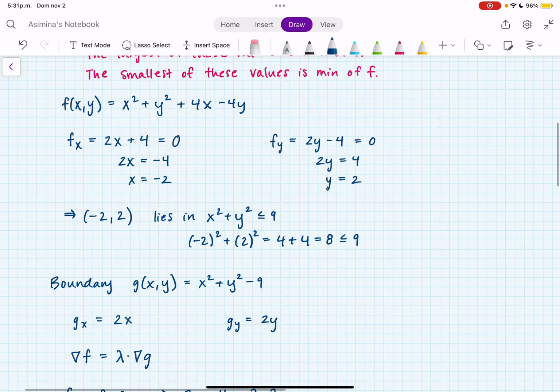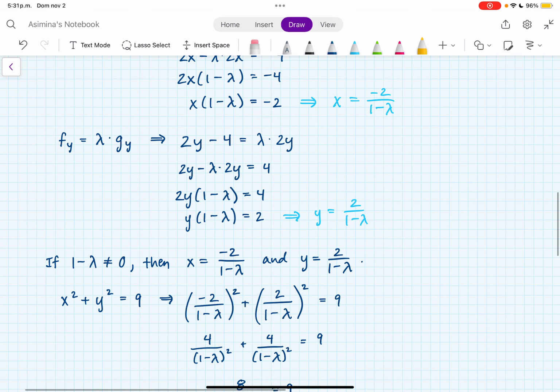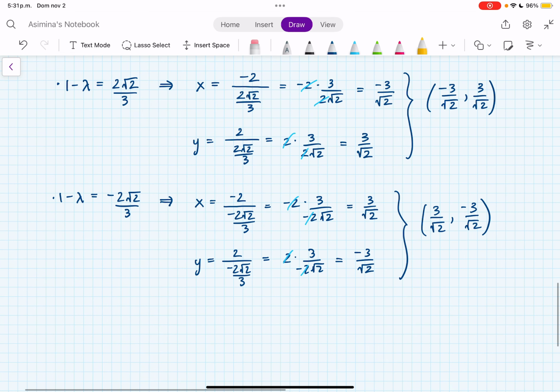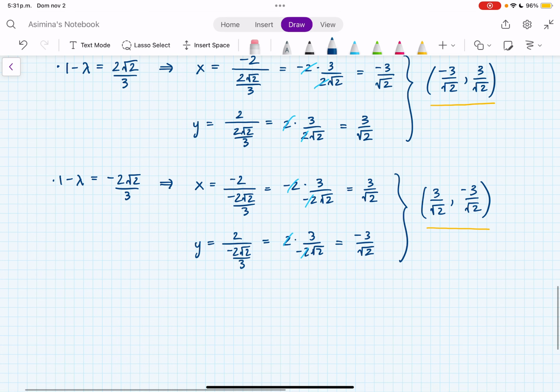Well, we got an interior point. We got this point negative 2 comma 2. And then on the boundary, we just did all this work and we got the points minus 3 over root 2 comma 3 over root 2 and 3 over root 2 comma minus 3 over root 2. So what part 2 of the method of Lagrange multipliers tells us is we have to evaluate f at all 3 points and see which gives us the largest value and the smallest value. And that'll tell us what the maximum and minimum of f are. So let's write this down.